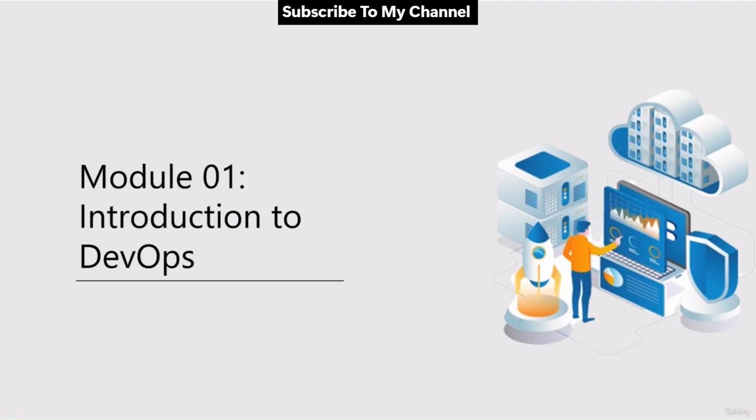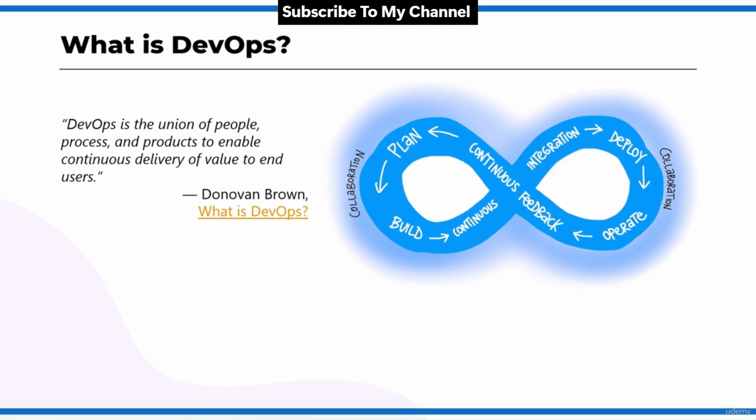Let's start with module number 1, Introduction to DevOps. Now, if there's a question, what is DevOps? The simple answer or the definition is: DevOps is a union of people, process, and products to enable continuous delivery of value to your end users, to your customers actually.